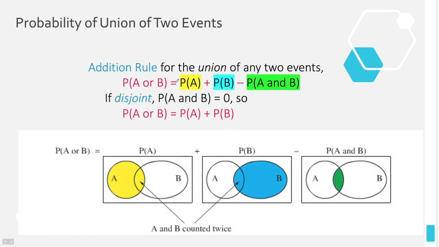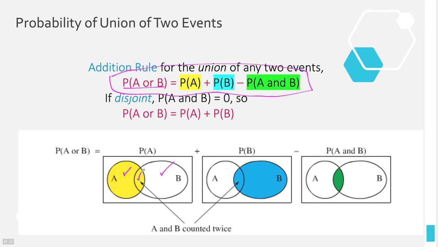And so here's our addition rule. It's just like this version. It's just like it is on the formula card, and the picture helps explain why the probability is the formula that it is. So if we look at the yellow, that's our probability of A. So all of A is our yellow. So if we're looking at the probability of A or B, remember that's the probability of A or the probability of B or the probability of both.